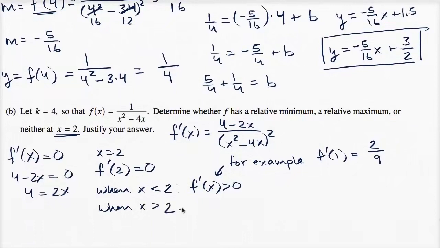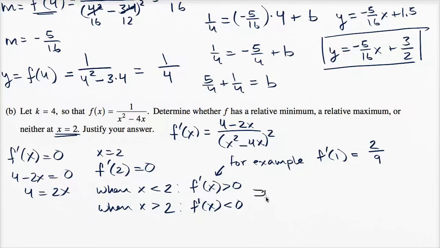And then when x is greater than 2, you're going to have 4 minus 2 times something larger than 2. So the numerator is going to be negative, and the denominator is not going to be negative. And so f prime of x is going to be less than 0. So if we are increasing as we approach something, and then our slope is 0, and then we are decreasing, well, then this is going to be a maximum point.